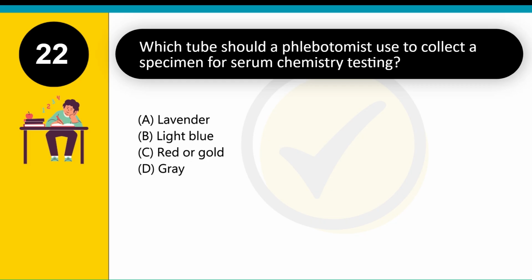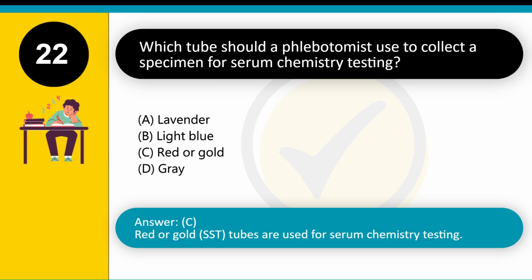Which tube should a phlebotomist use to collect a specimen for serum chemistry testing? A. Lavender. B. Light blue. C. Red or gold. D. Gray. Answer C. Red or gold SST tubes are used for serum chemistry testing.